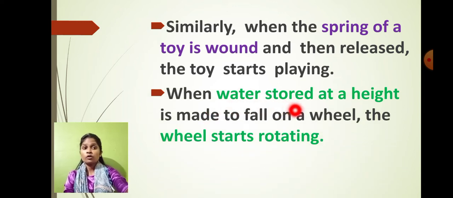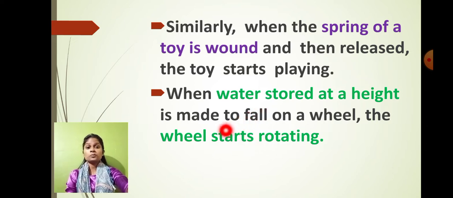So students, similarly, there is one more example over here. When water stored at a height is made to fall on a wheel, because of the pressure of the water, the wheel starts rotating at higher and higher speed. So that means here in this example, a certain type of energy is used. So what is that certain type of energy which is used in this case? That we are going to learn here one by one. So what do you feel? What type of energy will it be here?